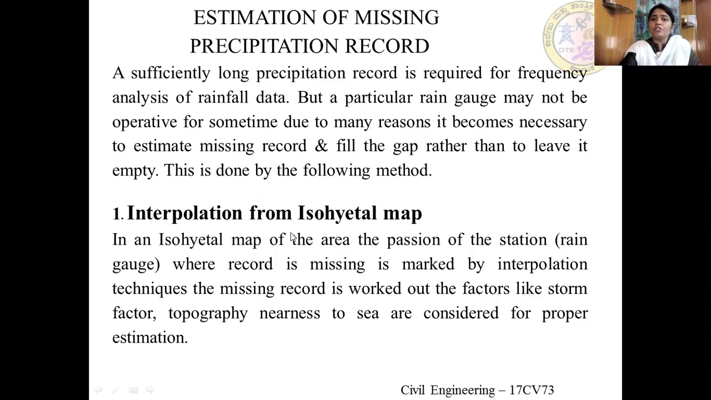So simple interpolation from isohydral method. Isohydrates will be joining the points of equal rainfall or magnitude of equal rainfall. So when record is missing at that particular station, the interpolation techniques are used and the missing record is worked out. The factors like storm factor, topography, nearness to sea are considered for proper estimation.